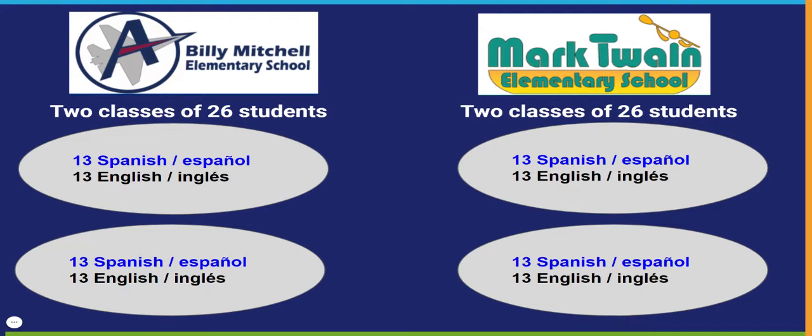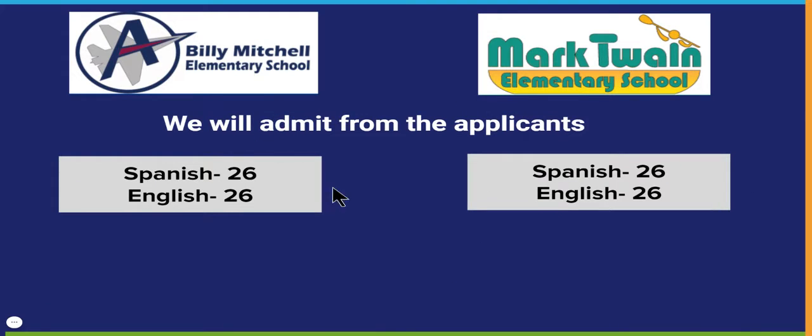We will place students into one of the 4 classes. Each class has a balance of English and Spanish-speaking students. Therefore, we will admit from the applications 26 students from the Spanish language category for Mitchell and 26 from the English language category for Billy Mitchell. 26 Spanish language category students for Twain and 26 English language category students for Mark Twain.